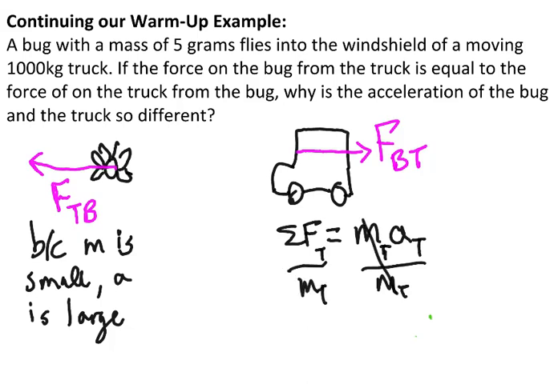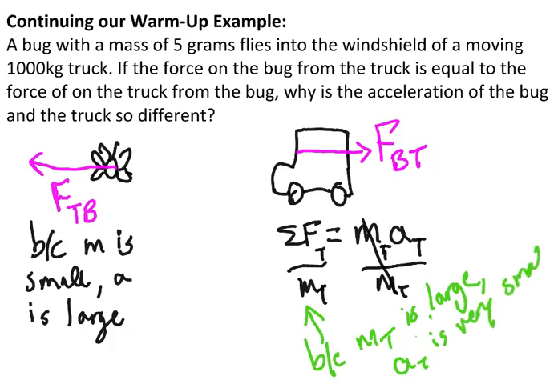Then here I can see that if I take the net force on the truck, which is impacted a tiny bit by the force from the bug, and then I divide by the mass of the truck, well, that's going to give me a tiny, tiny acceleration. So this medium-sized force from the bug on the truck divided by a huge mass, because the truck has a mass of 1,000 kilograms, gives you a very small acceleration. So here, because the mass of the truck is large, the acceleration of the truck is very small.